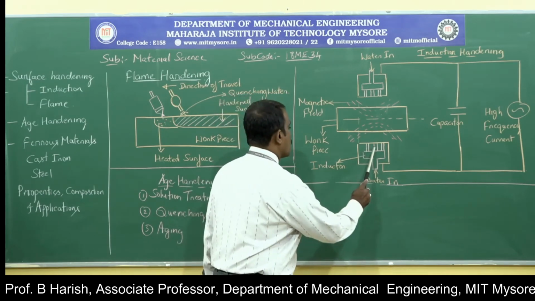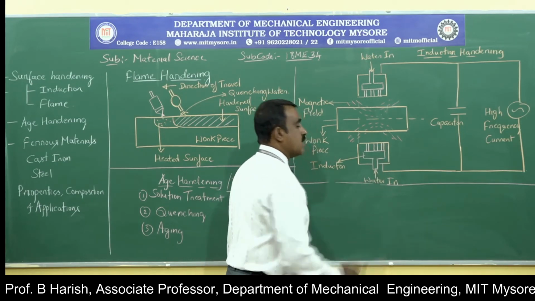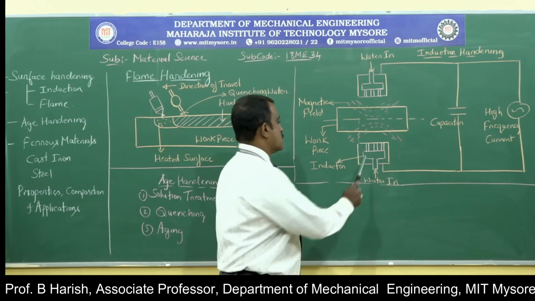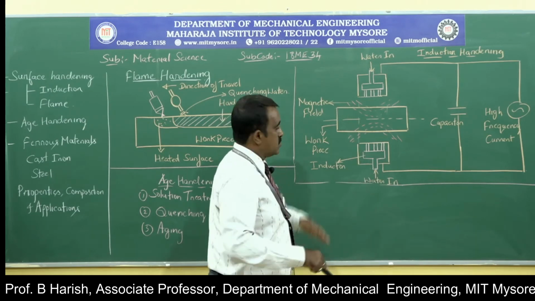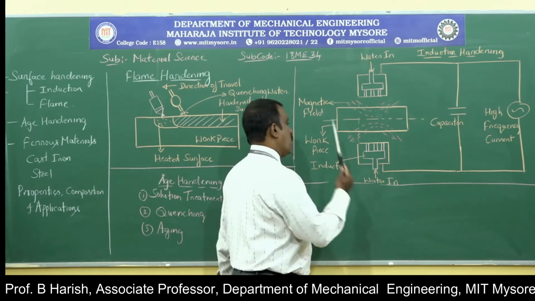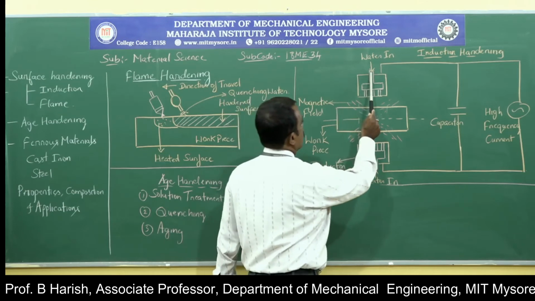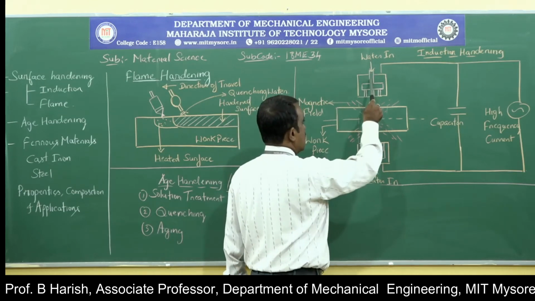So these are nothing but the water tubes. We will have holes drilled in the inductor, through which water will be sprayed to the surface of the workpiece. So this is the bottom inductor, this is the top inductor. Then you can see the arrow mark, water is entering in.